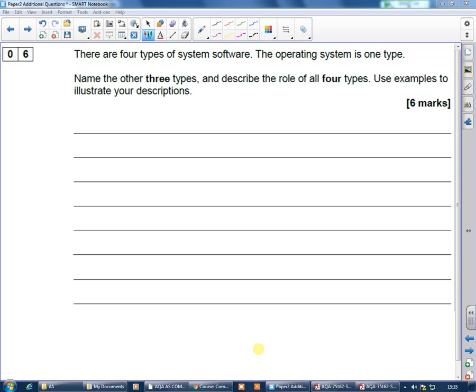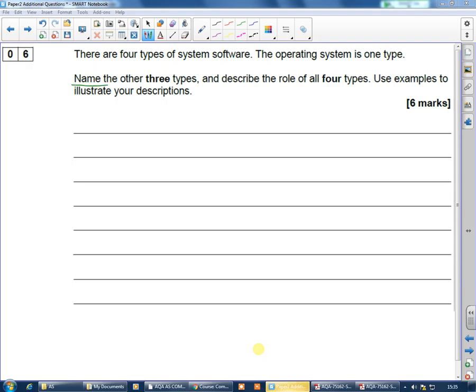Okay, this is a longer question, and you need to be aware that with the longer questions you are assessed on your ability to give a logically ordered answer. So let's look at it and how we would order it, and then we'll write an answer. It says there are 4 types of system software. The operating system is one type. Now it says name 3 other types.